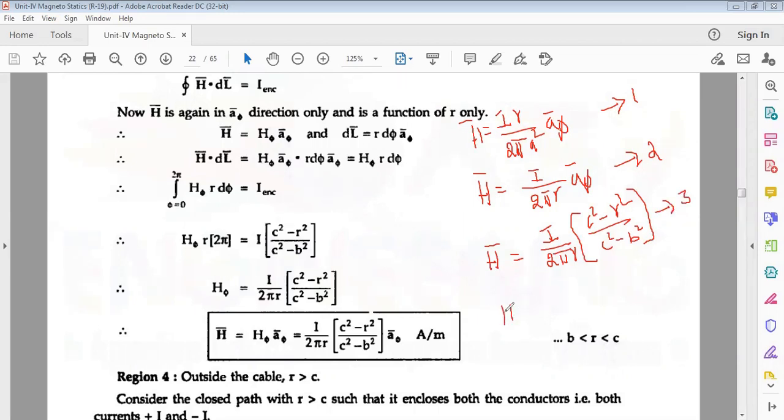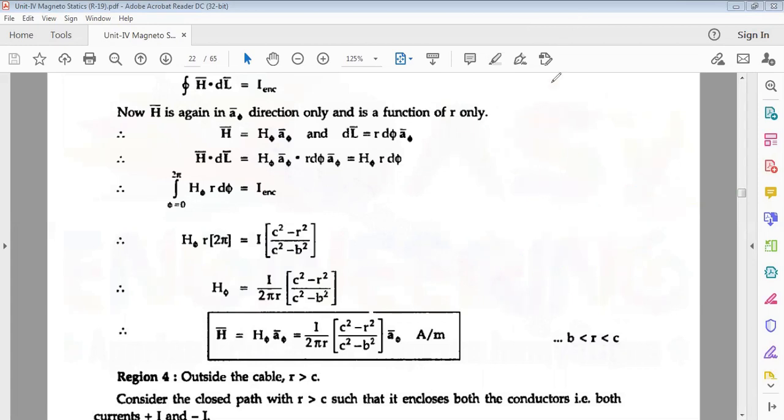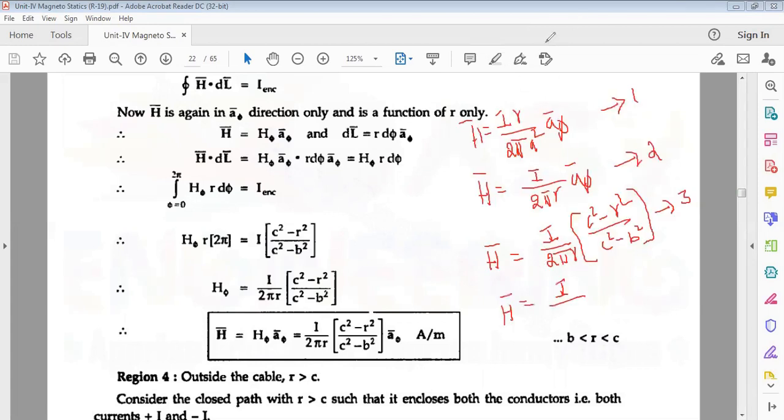And in the fourth case, H bar is equal to, not I by, it is 0. The value is 0. So H bar is proportional to R in the first case, inversely proportional to R in the second, and in the third there is an inverse dependence as well, and H bar is equal to 0 in the last case.